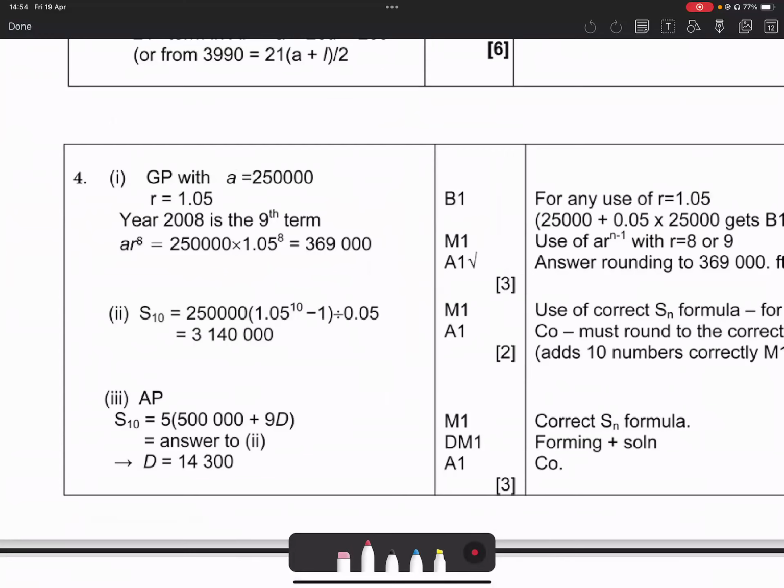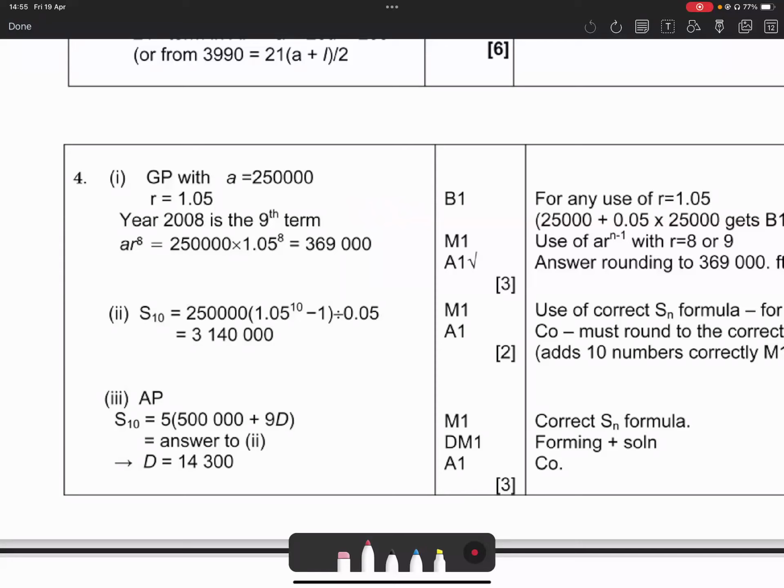Sir, 36963.33. Yeah, so what they've done is they've just rounded off to 3 significant figures. So your answer is correct. You can leave it like this. You do not have to round it off. Just leave it as it is. Okay, sir. What about the next parts? Are they correct?